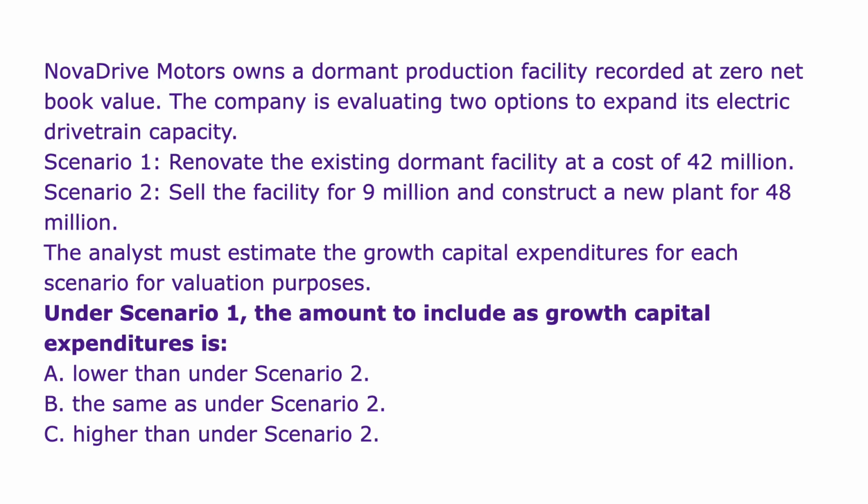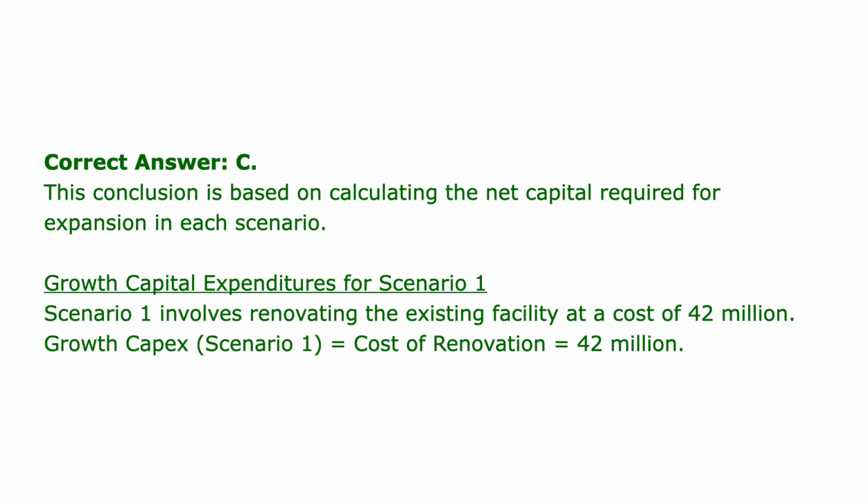Under Scenario 1, the amount to include as growth capital expenditures is A. Lower than under Scenario 2. B. The same as under Scenario 2. C. Higher than under Scenario 2. Correct answer, C. Growth capital expenditure for Scenario 1, $42 million. Net capital required for expansion in each scenario. Scenario 1. Renovating the existing facility.